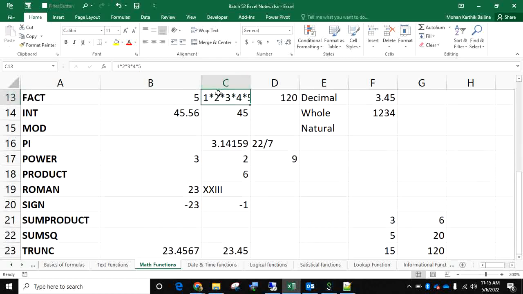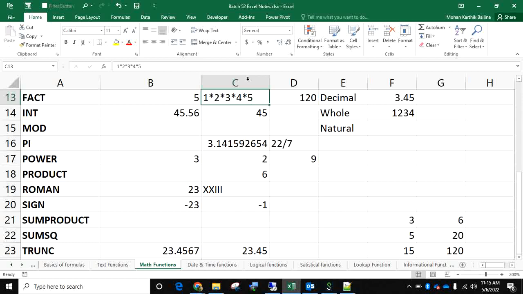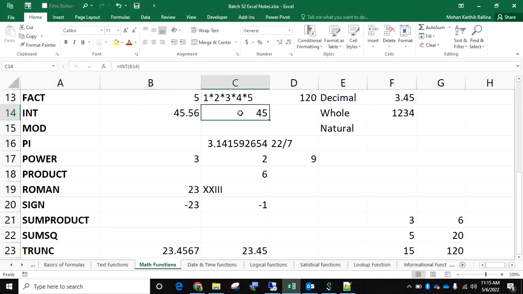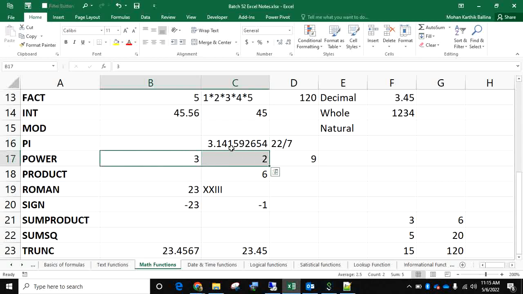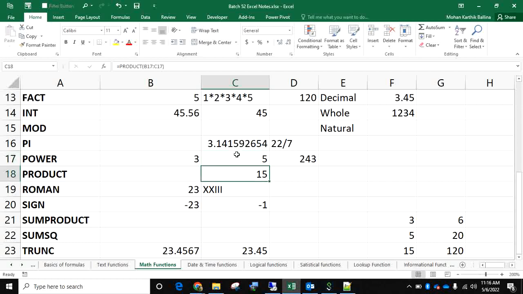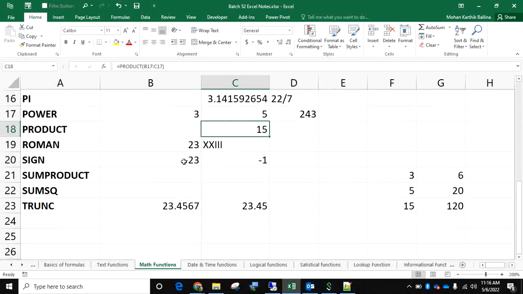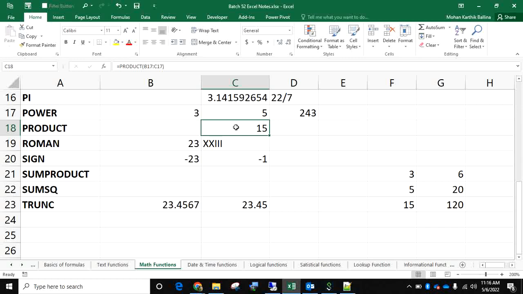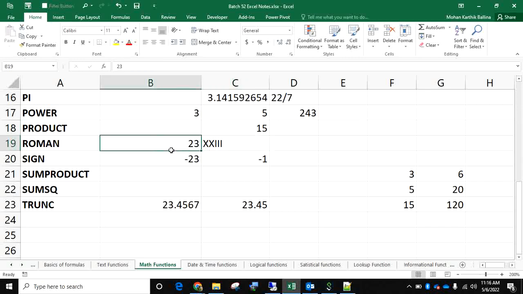Factorial, 5 factorial is 1 into 2 into 3 into 4 into 5. Integer, if you have given some decimal number, then it rounds down to a normal integer. Okay, and PI, 2 pi r square is something, right? That's the pi value. Power, so 3 square, 3 cube, 3 power 4, 3 power 5, like that you can identify. Same as how we calculate the sum, there is product as well. And ROMAN, if you have a number, we can convert it into Roman style.